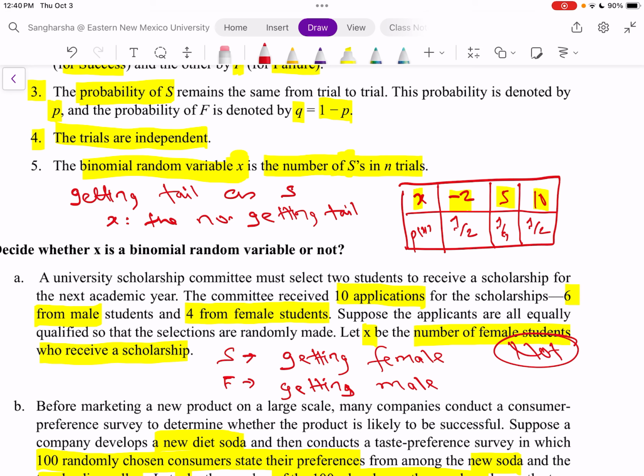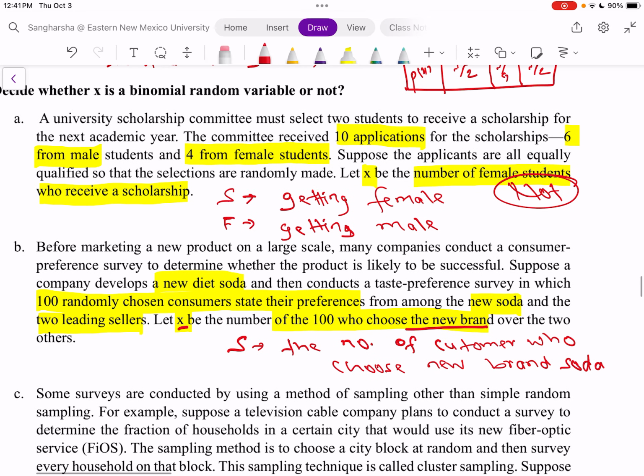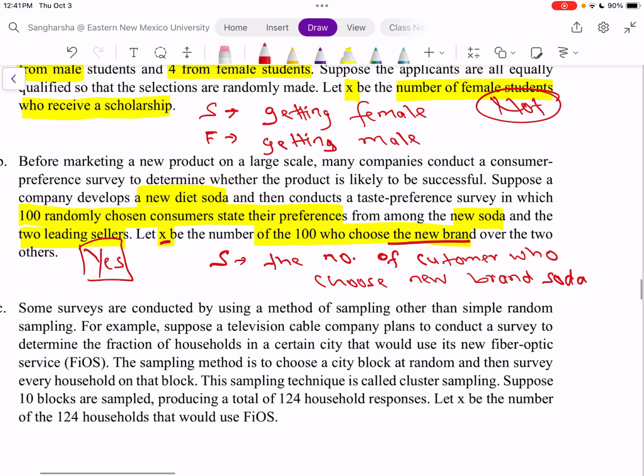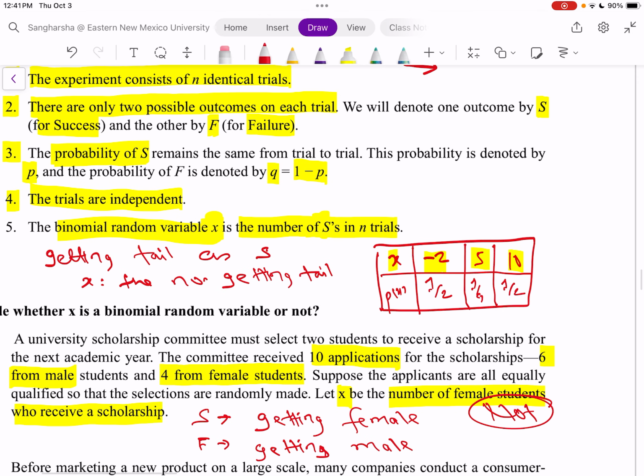Do you all agree? Are the trials independent? We have 100 trials. Are the 100 trials independent? So all four criteria are met. So our X, which is the number of the 100 who choose the new brand over the two others, is a binomial random variable. To determine this, we have to go through all 5 steps and make sure that these 5 characteristics are met in order to decide whether your X is a binomial random variable or not.